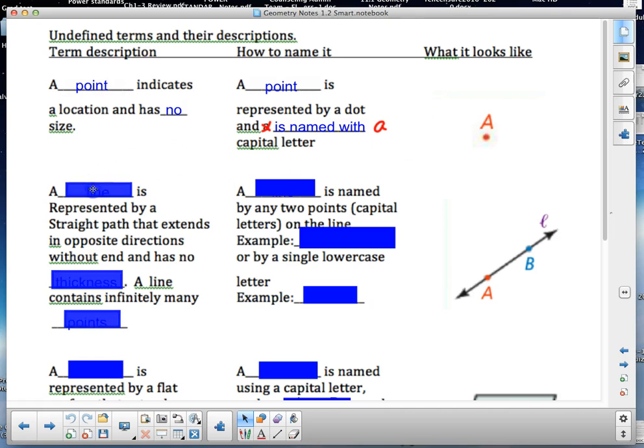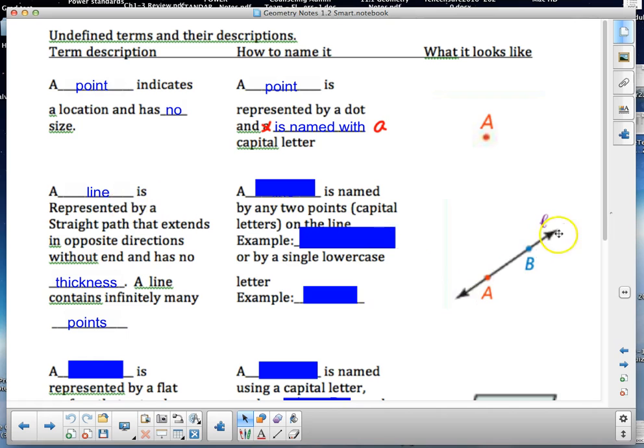The next term we have is a line. A line is represented by a straight path that extends in opposite directions without end and has no thickness. A line contains infinitely many points. Now, whenever someone says measure the line, it's not really a line they're measuring because a line has an infinite length. If you're measuring it, it's a segment. So keep that in mind as we're going through.